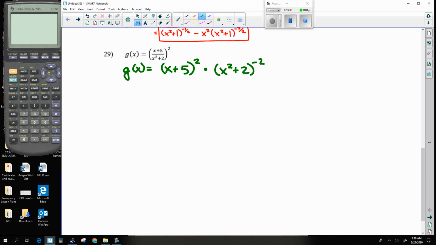So this is a product rule with some chain rule stuff. The derivative of the first is 2x plus 5 to the first power times 1. That's ultimately what the derivative is of that first piece. There are some pieces here that you don't need. Yes, it's multiplied by 1, but that doesn't do anything, and to the first power is implied. So that's the derivative of the first. Leave the second piece alone.